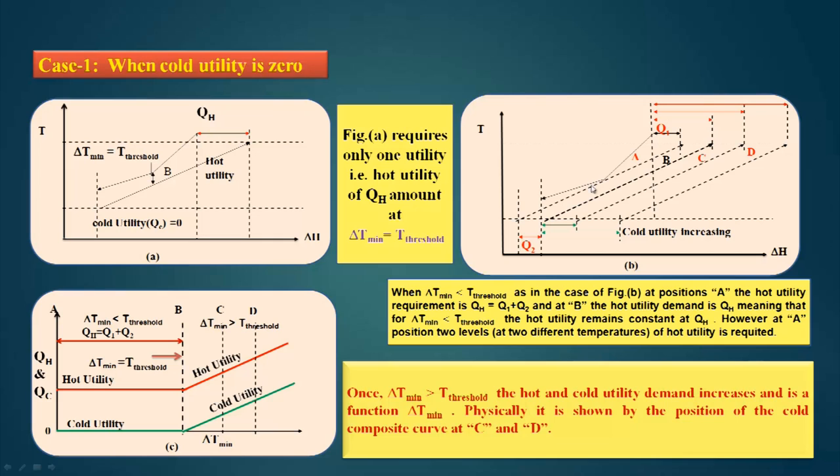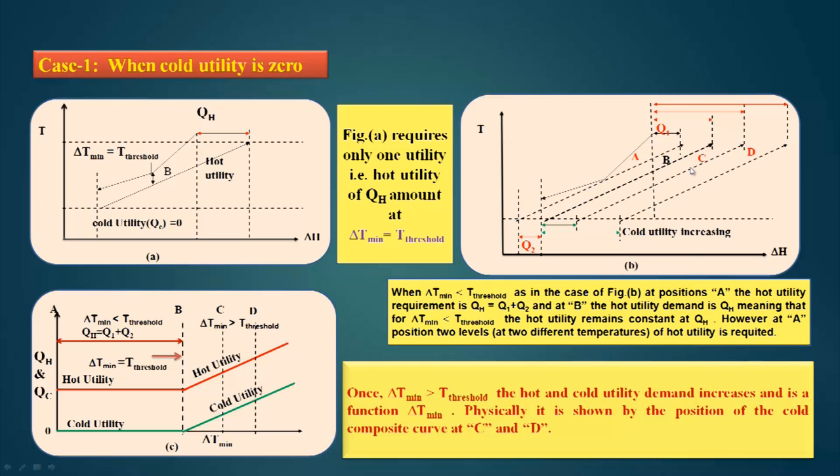Now, if we see in this figure, which is B, in this position A of the composite cold curve, there is a demand of hot utility Q1 and another hot utility Q2, where Q1 plus Q2 is QH. Now, when we shift it to the right hand side, a position comes when the cold utility demand is 0. However, there is a hot utility demand of QH.